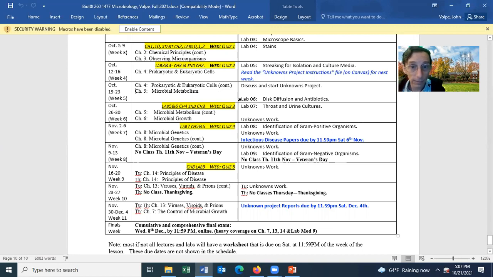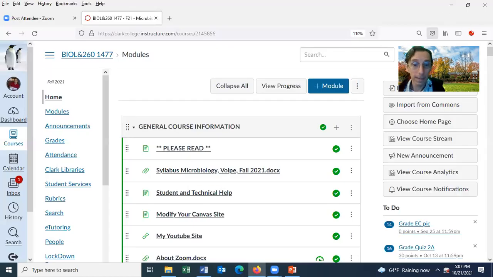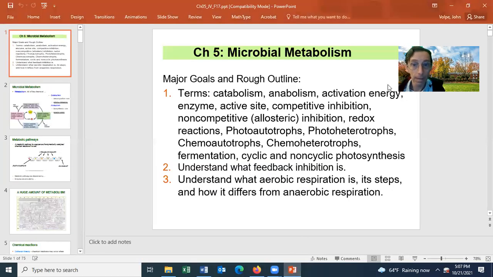In the lab, we do have a lab today. It's going to be lab 6. It's diffusion and antibiotics. So there will be a lab this Thursday. I'll just minimize that and go to chapter 5.